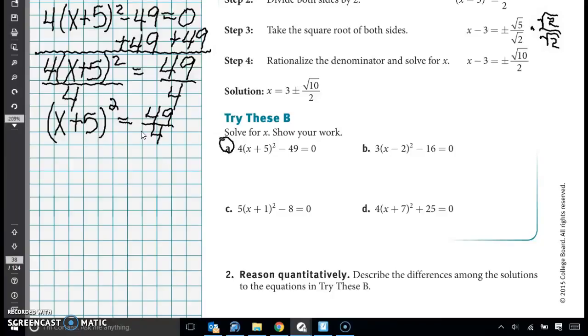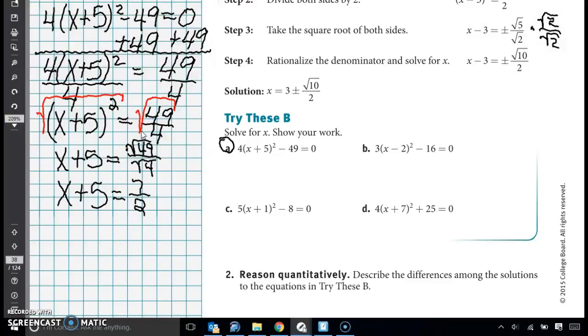No. Alright, so now what? You're going to take the square root. I'm going to square root both sides. When I square root a square, I'm just left with x plus 5. Then the square root of 49 over the square root of 4. The square root of 49 is 7, and the square root of 4 is 2.